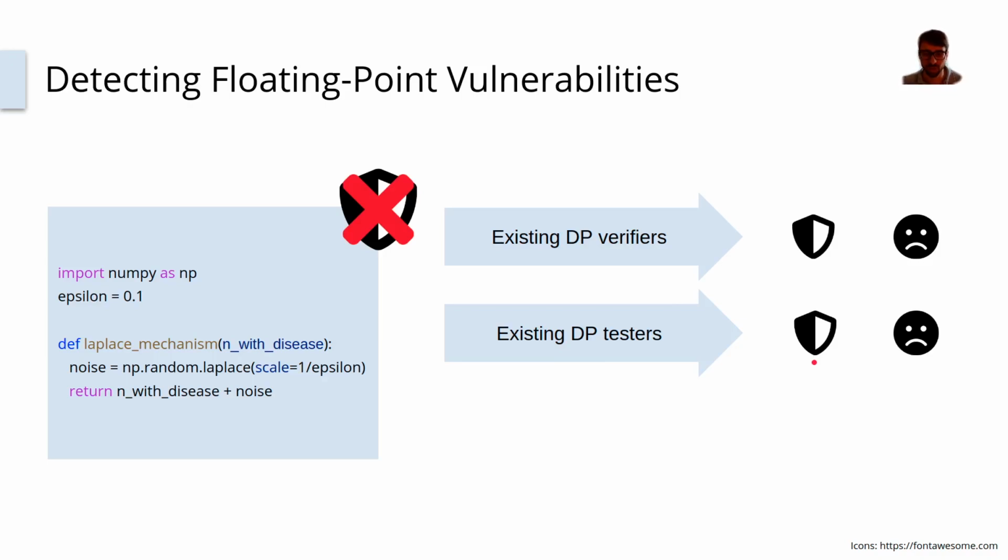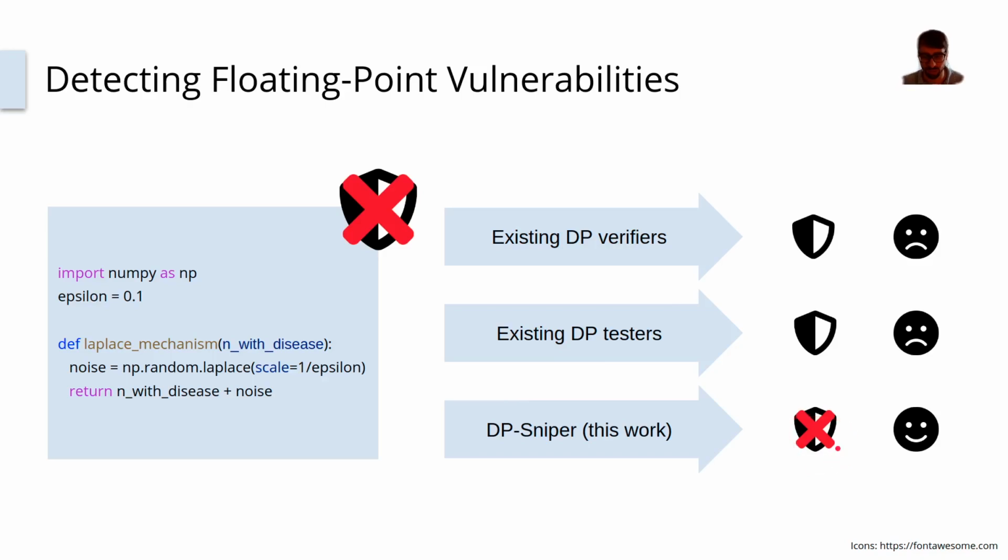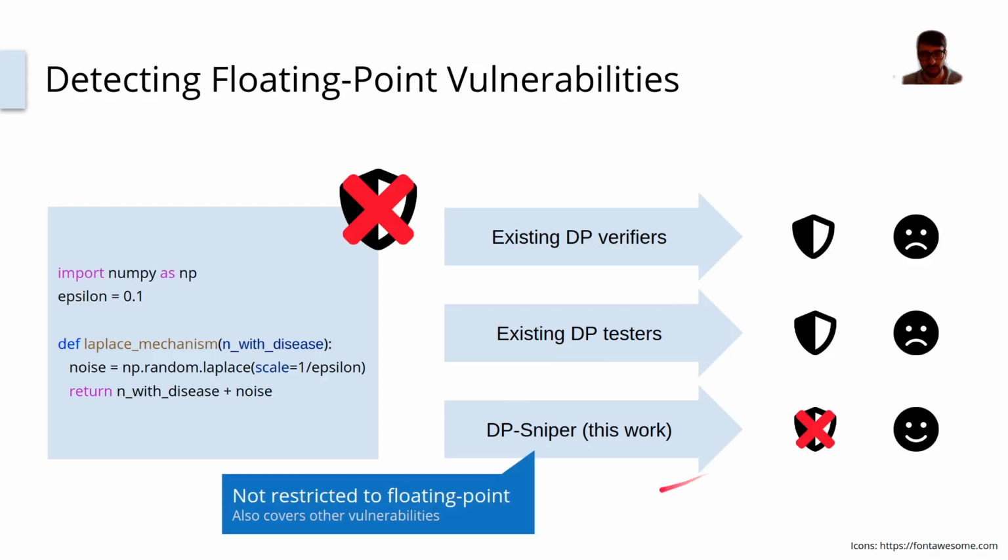This, among other reasons, has been the inspiration for this work, DP Sniper, which now correctly identifies that this code snippet is not differentially private due to the discussed floating point vulnerability. At this point, I should point out that DP Sniper is not restricted to floating point vulnerabilities or floating point attacks. It also covers other vulnerabilities as discussed in previous testing and verification tools.